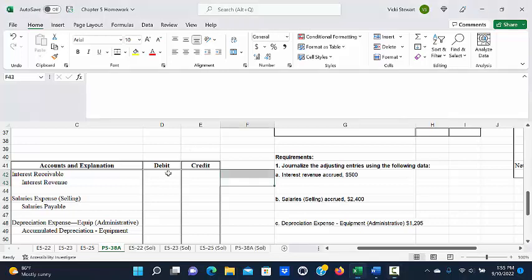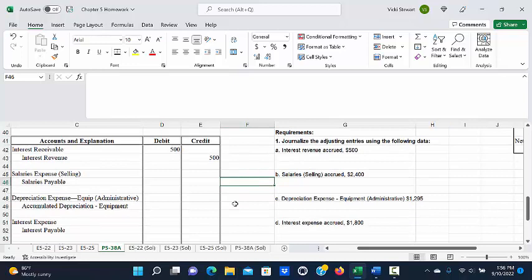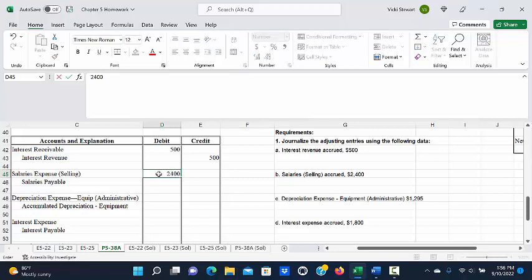So the first adjusting entry states that interest revenue accrued was $500. So to record that entry, we would debit interest receivable and credit interest revenue for $500. The B part states that salaries selling accrued was $2,400, so we would debit salaries expense selling for $2,400 and credit salaries payable for the same amount.